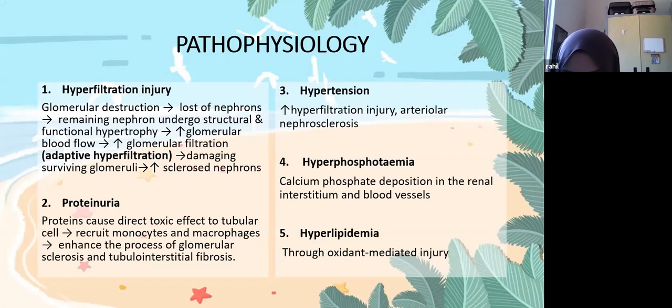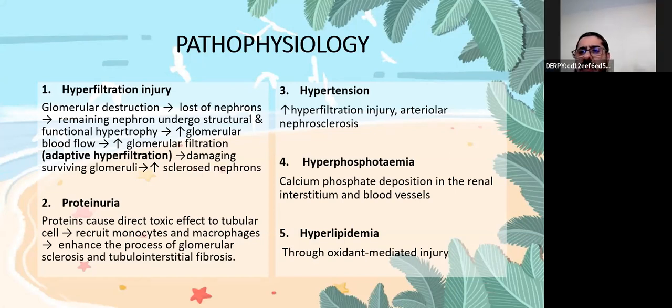And then proteinuria can also cause decrease in renal function due to direct toxic effect to the tubular cells, as they will recruit the monocytes and also macrophages when the proteins cross the glomerular capillary wall. So this will further enhance the process of glomerular necrosis that happens, and also will cause tubulointerstitial fibrosis.